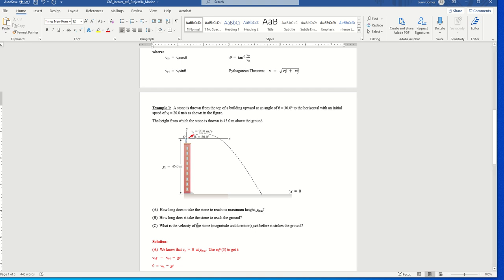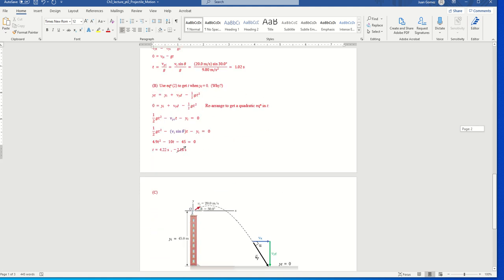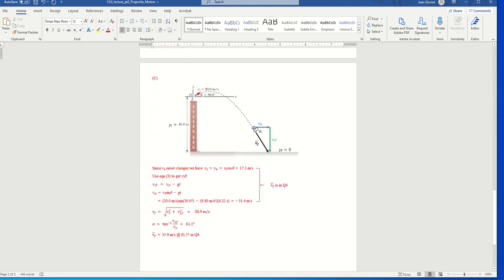Part C. What is the velocity of the stone? Magnitude and direction. Obviously, I want the angle and the magnitude just before it strikes the ground. Well, let's look at this figure. So in other words, what is V final at that nanosecond when the height is 0, before it physically touches the ground? All right. Well, so there's my Vf, and I've drawn in the x and y components. There's Vx. There's Vy final. Okay, Vx never changes, so I know that Vx is Vxi, which is Vi cosine theta, which if you plug in the numbers, you get 17.3 meters per second.